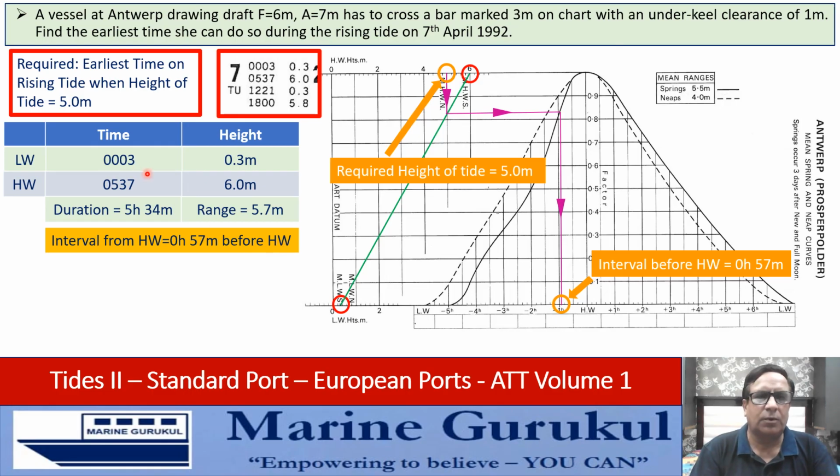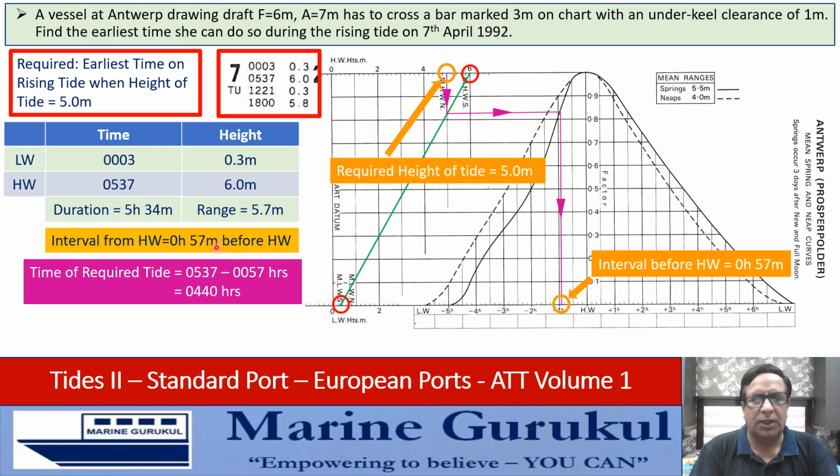What is the time of high water? 0537. So then obviously the time that we need would be 0537 minus this interval, and that happens to be 0440 hours. So at 0440 hours on 7th April 1992, a ship drawing a maximum draft of 7 meters can safely cross a bar where the charted depth is 3 meters with a UKC of 1 meter.